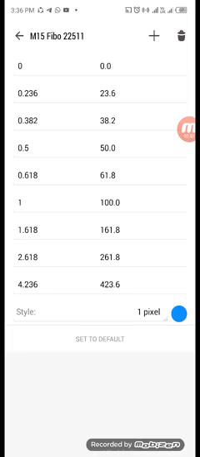So I convert 23.6 to 24 as my exponential moving average, and I round up 38.2 to 38, 50, and 61.8 to 62, and 100. So I use five different moving averages in the strategy, which are 24 EMA, 38 EMA, 50 EMA, 62 EMA, and 100 EMA.